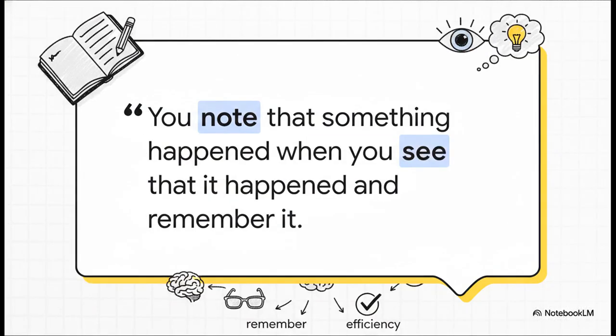And this is where its power really kicks in. Note isn't just a thing, it's also an action. To note something is to see it and to remember it. So this one little word is a noun in two different ways, and it's a verb. I mean, talk about efficiency.